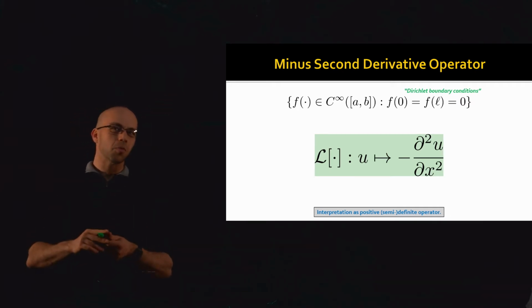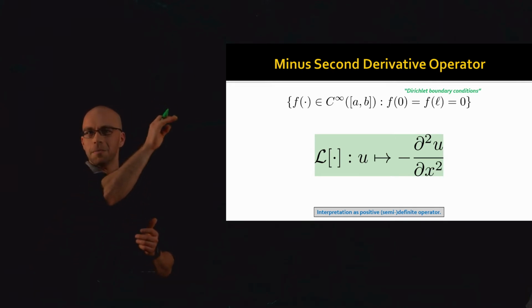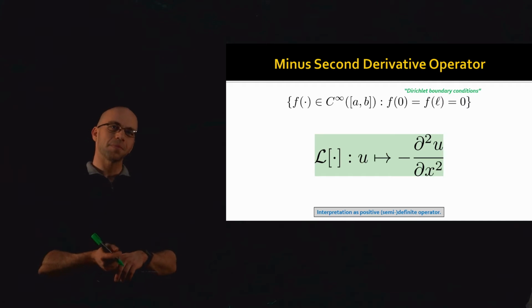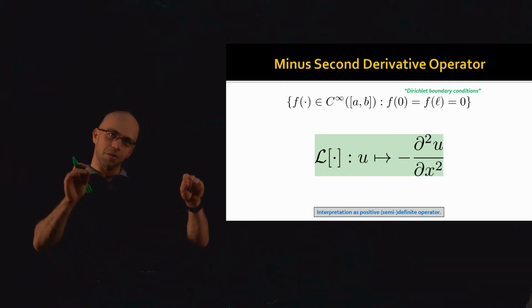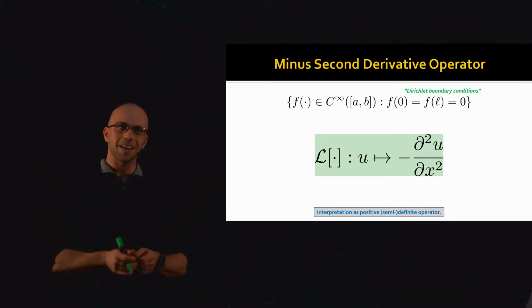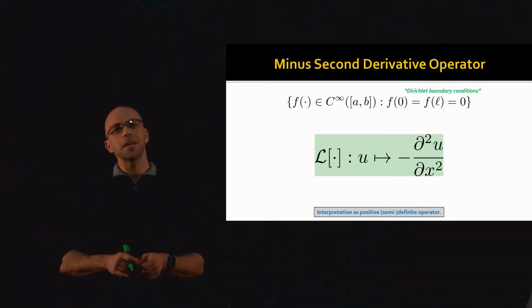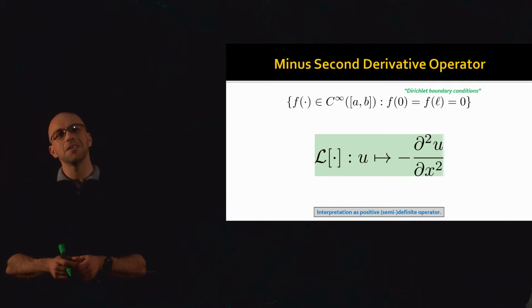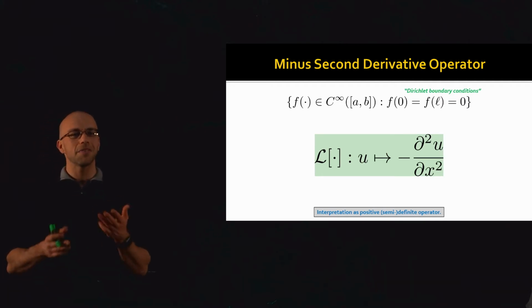We're not going to worry about the weakest possible space. So we'll just say an operator on the space of infinitely differentiable functions on an interval from A to B with the condition that the functions are equal to 0 at the two endpoints. So like my vibrating string isn't allowed to vibrate out of place. So one thing we can do is interpret L here as a positive semi-definite operator.